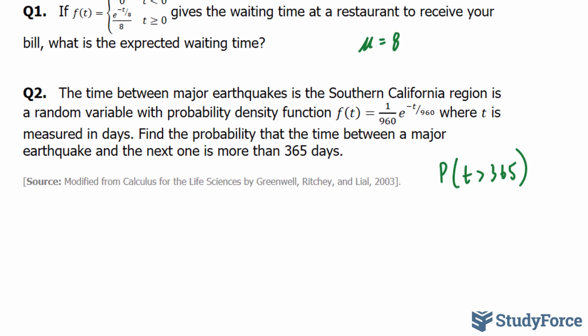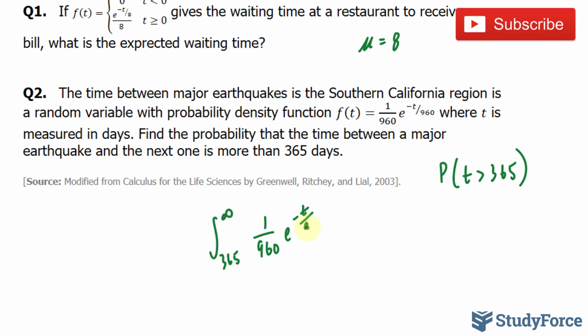Therefore, what we have to do is take the integral of our function between 365 days to infinity, and our function being 1 over 960 times e to the power of negative t over 960 dt. This is an improper integral because we have infinity as one of our bounds, so what we have to do is replace infinity with an arbitrary constant and take the limit later on in the question.